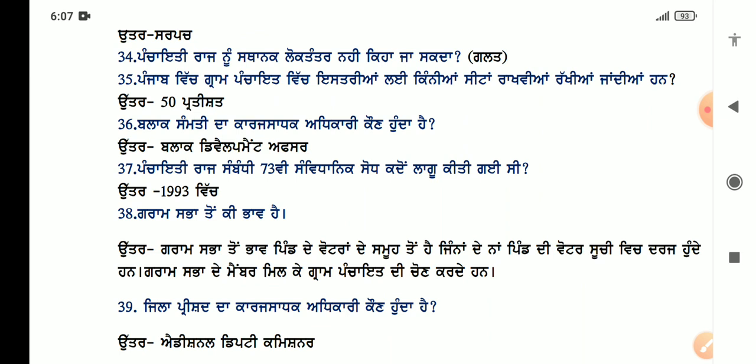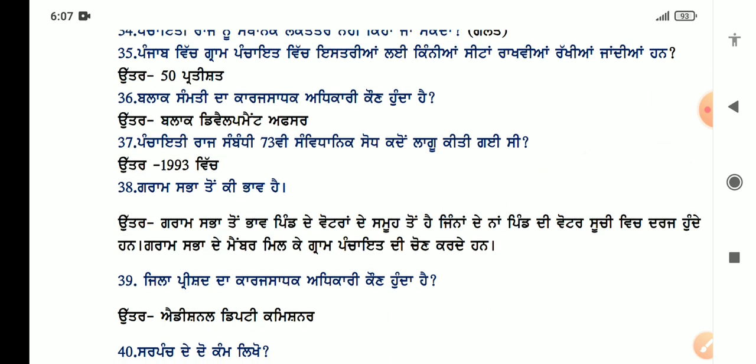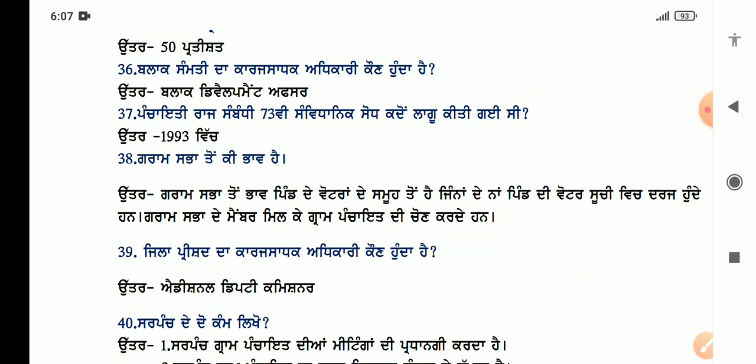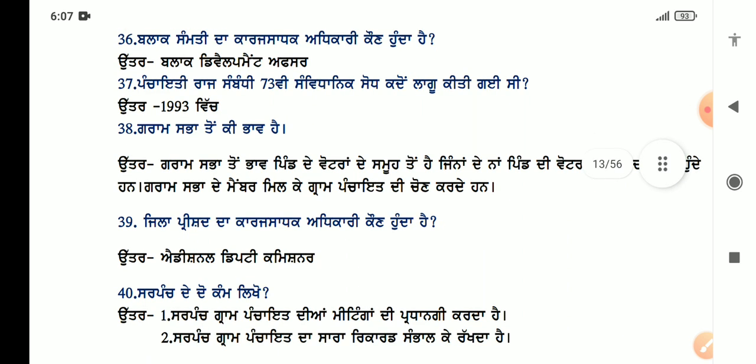What is the share of the seats for the women in Punjab Gram Panchayat? It is 50%. Who is the executive of Block Samiti? Executive officer, it is Block Development Officer or BDPO or BDO. When was 73rd Amendment implemented regarding Panchayati Raj? It was implemented in 1993.